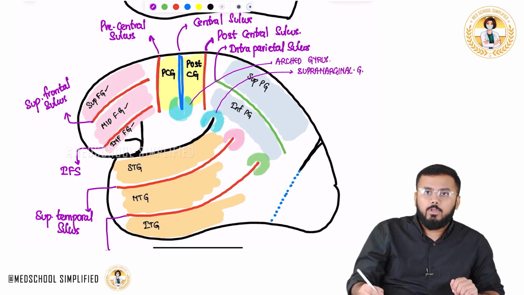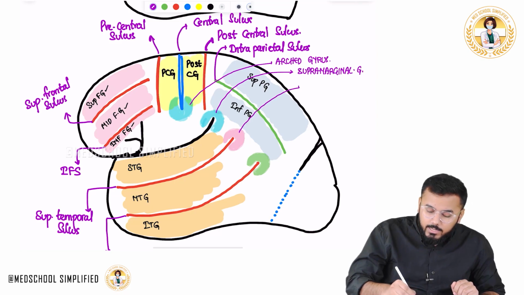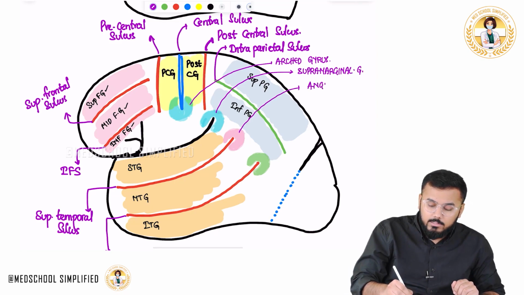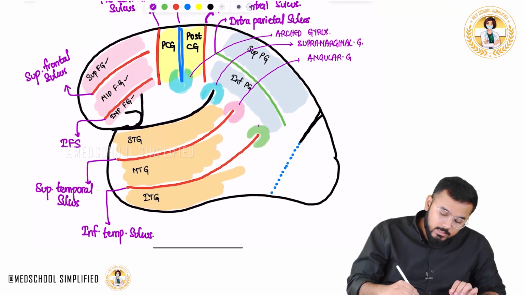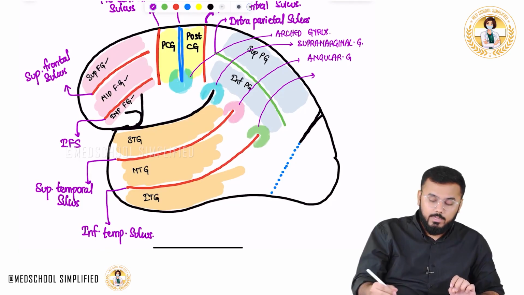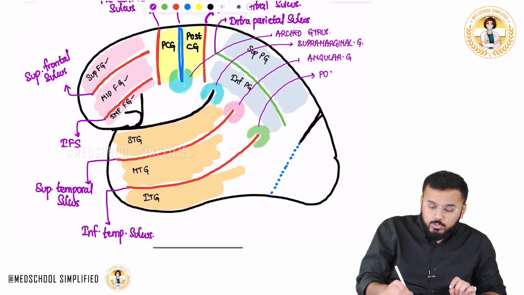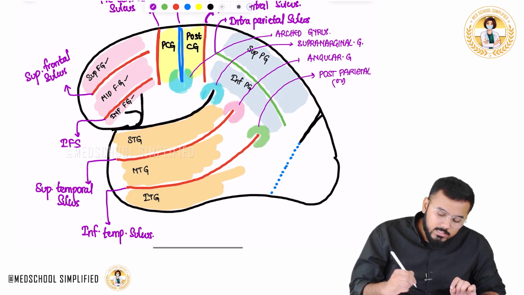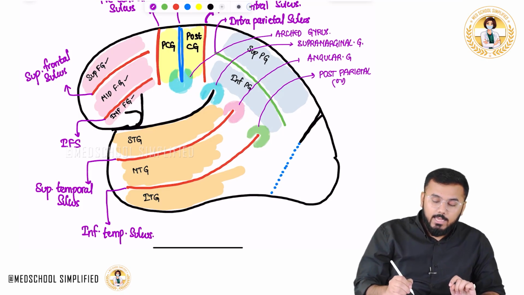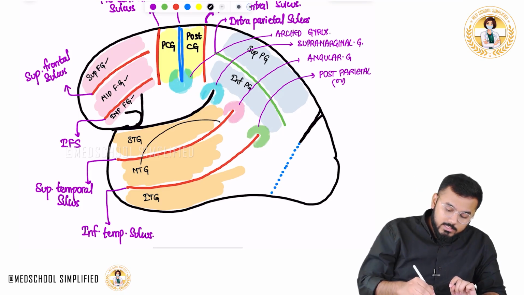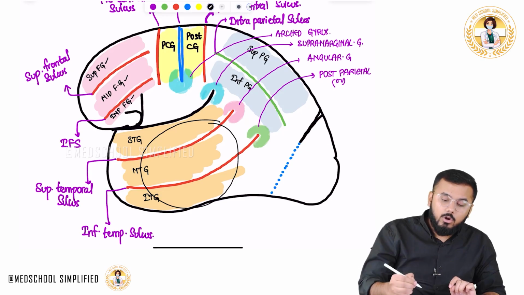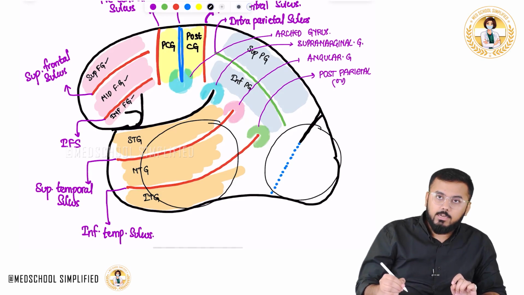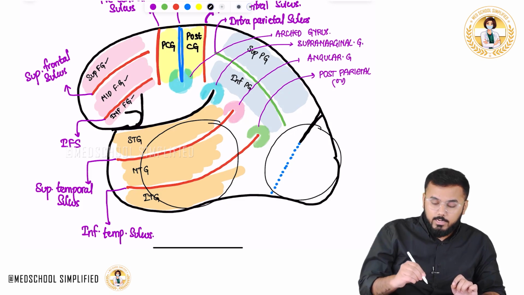the supramarginal gyrus. Okay, next, this gyrus over here is called the angular gyrus. And next, the third and the last important gyrus over here is called the posterior parietal gyrus. Where is this gyrus exactly located, guys? This gyrus is exactly located in between. This is the temporal region, right? Not only temporal region, this is the occipital region.